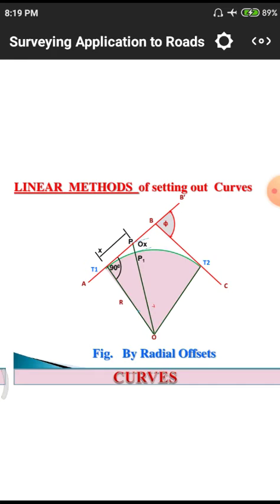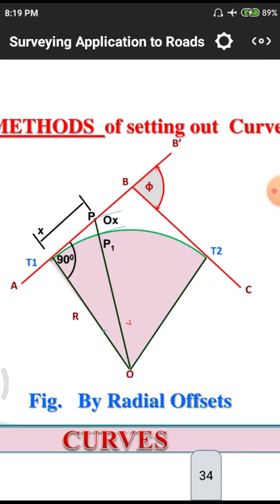Normally it is a linear method. That means in the particular diagram we have to observe. A linear method means we have a center O, radius R, and A and C are the particular points. We need to connect those two points. T1 and T2 are the tangents drawn from those two points, B is the intersection of the two tangents, and B dash is the projection length. From B dash to C we have an angle of phi.